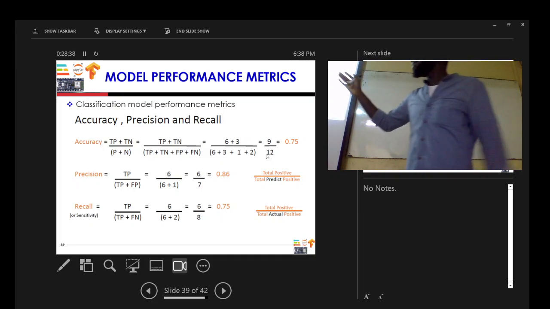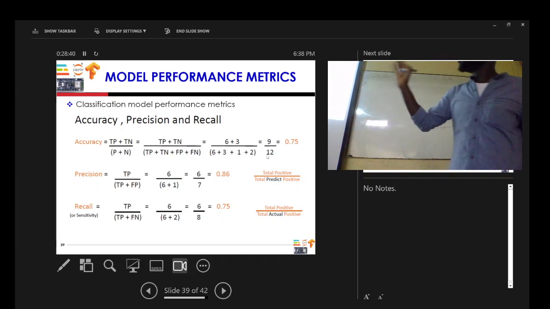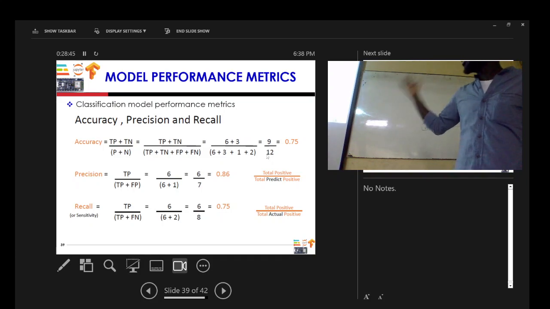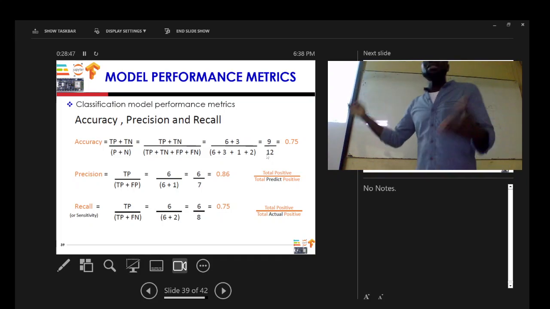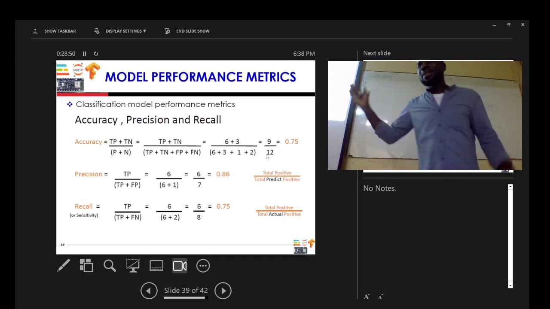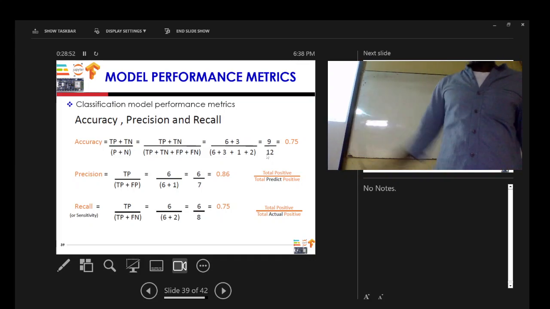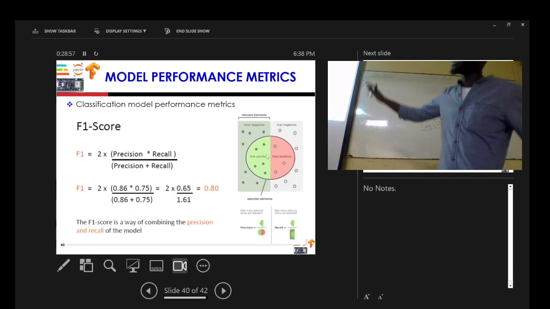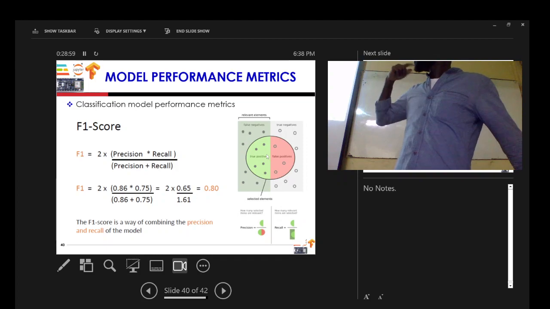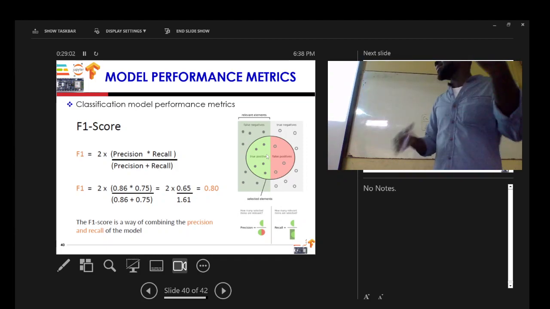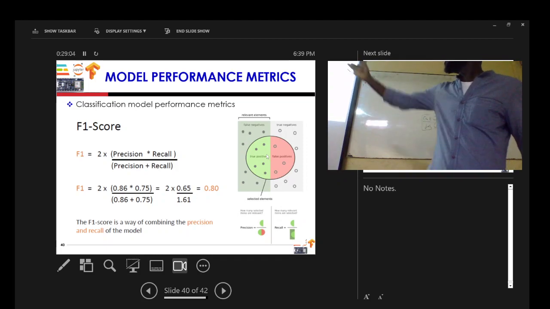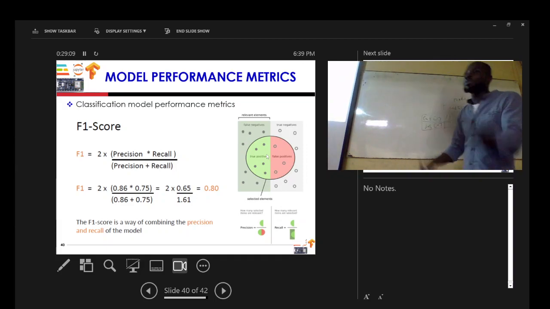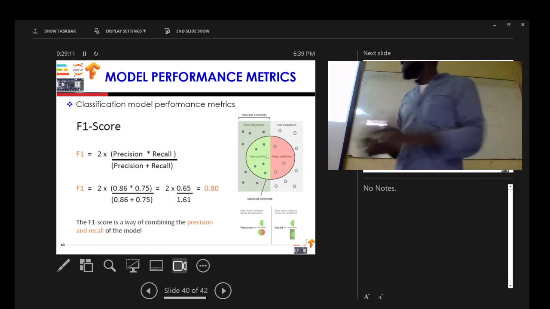Then the precision is the true positive divided by the true positive plus the false positive, right? And then we have what is called recall. It's true positive divided by true positive plus false negative. So there are these formulas you need to know and understand. And then we have another one known as the F1 score. The F1 score is a way of combining the precision and the recall. You take two times the precision times the recall, all over the precision plus the recall. That is the F1 score.